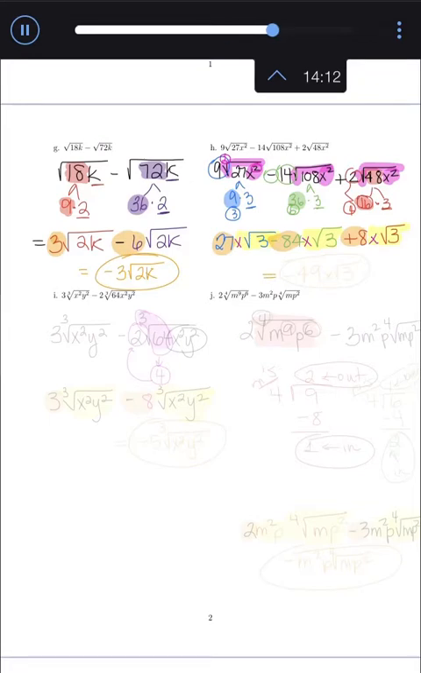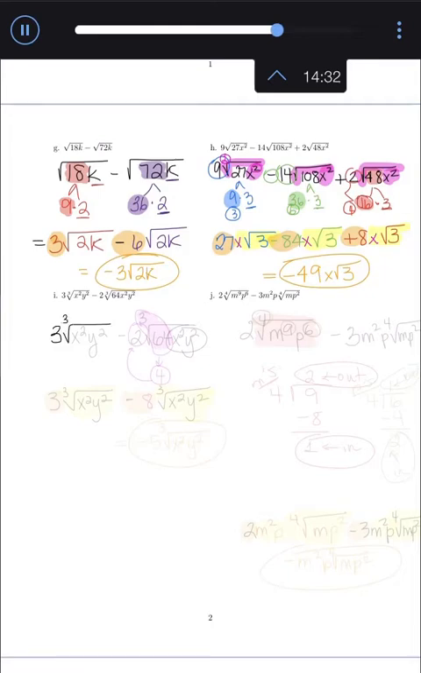So when you add the 27, the negative 84, and the positive 8, we get a negative 49 of what? All of these have an x and a square root of 3. So that is our final answer. Let's look at problem I. We're close here on this one.